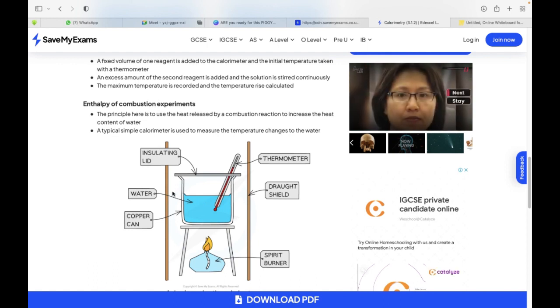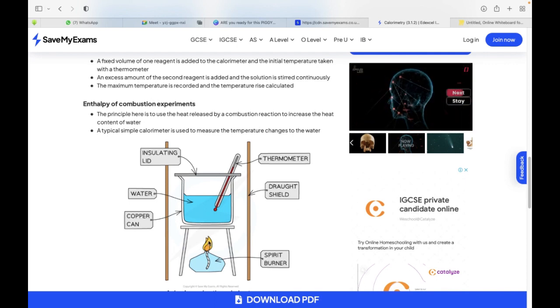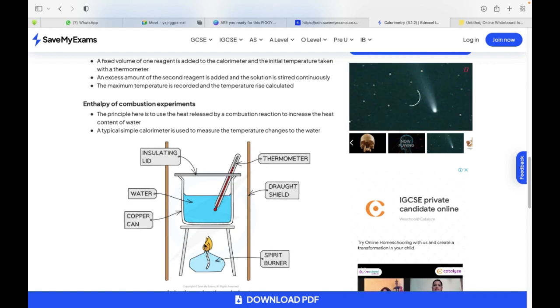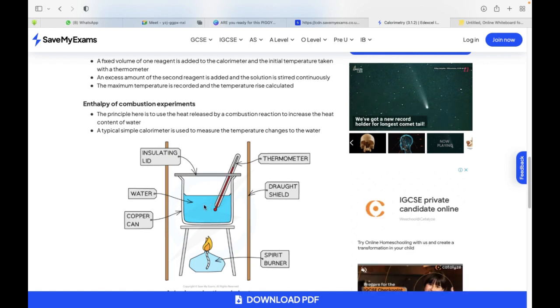We use the heat released by the combustion reaction. Combustion is simply burning. So the heat released by the combustion reaction, we use it to increase the heat content of the water. And there we measure the temperature. Is that okay?